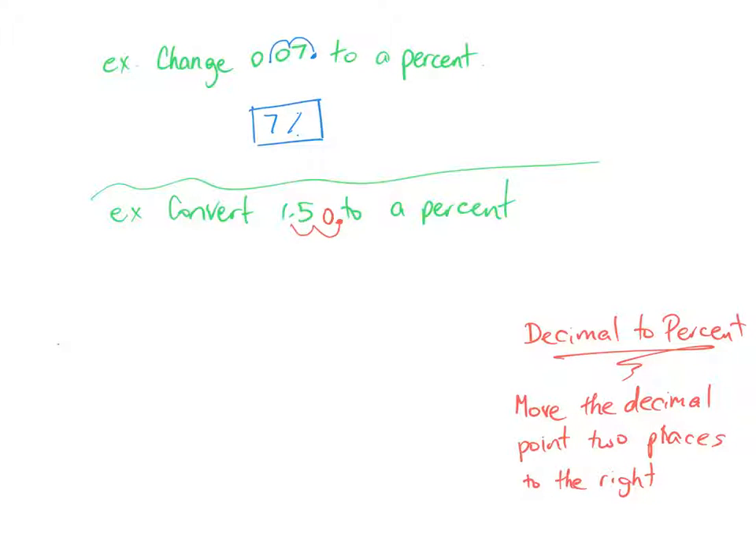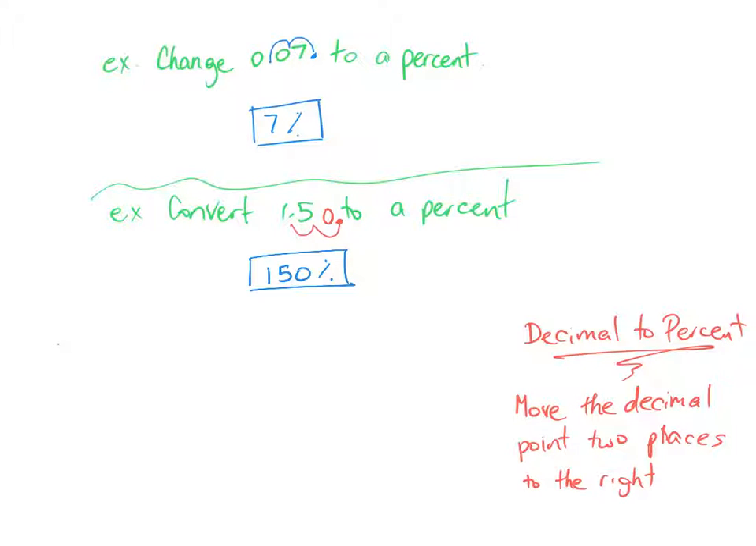And now as a percent, this is going to be 150.0, but we don't have to put the 0.0, so 150%. All right, and so that's how you convert a decimal into a percent.